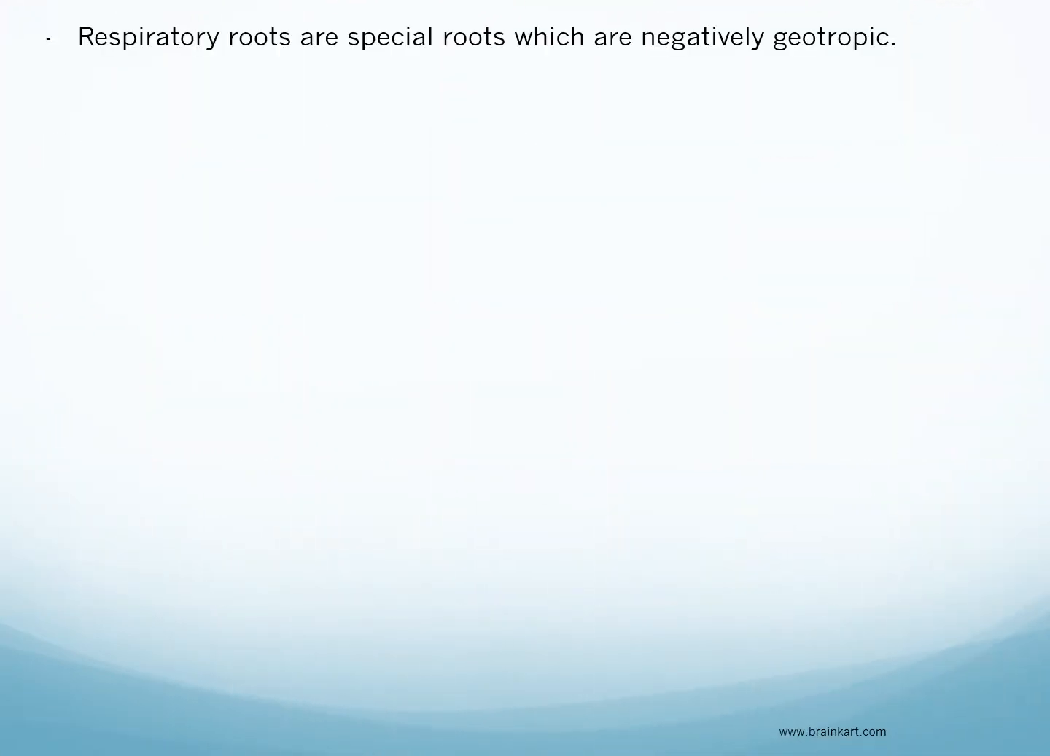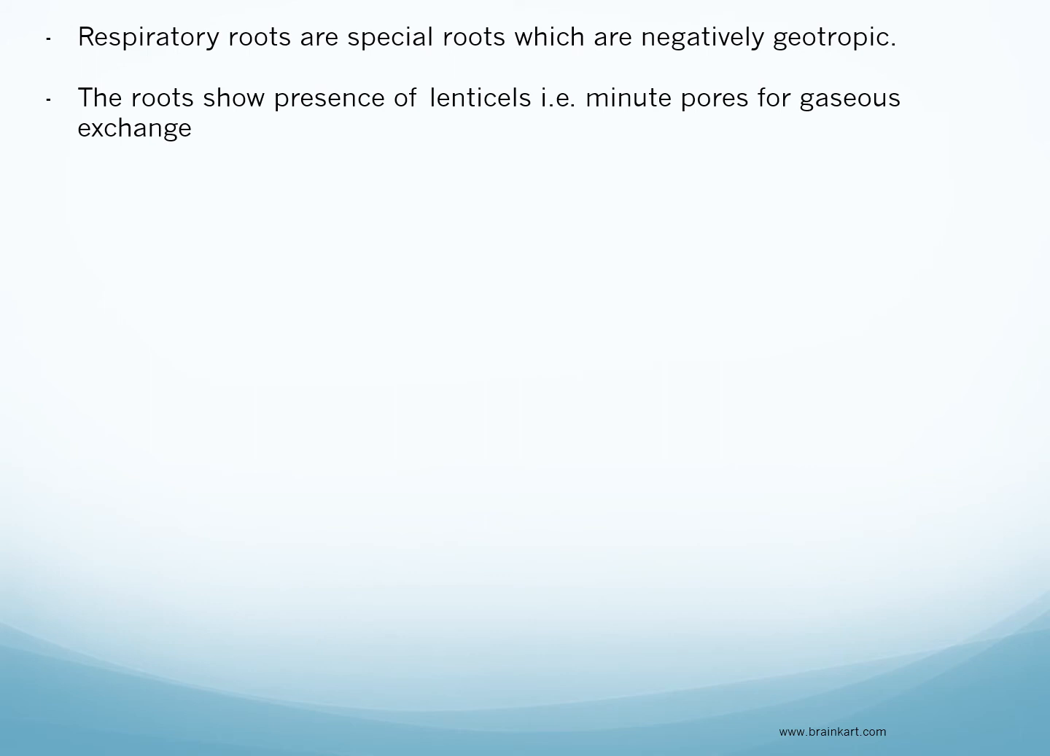So, respiratory roots are special roots which are negatively geotropic. Negatively geotropic means these roots grow above the soil. Instead of growing below the soil, they are above the soil, and therefore they are called as negatively geotropic. The roots show presence of lenticels, that is, they have minute pores for gaseous exchange. So on the surface of the respiratory roots, we find small pores, which are called as lenticels, and these are important for gaseous exchange.